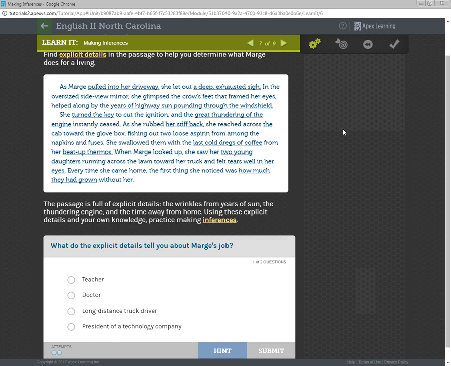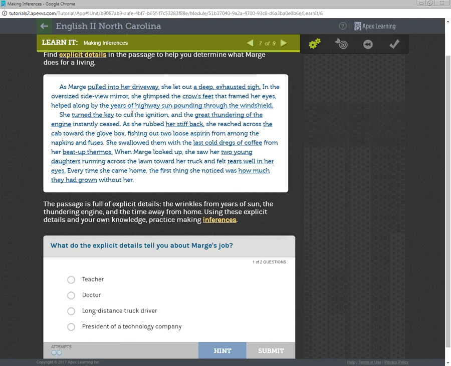What do the explicit details tell you about Marge's job? Is she a teacher, a doctor, a long-distance truck driver, or president of a technology company? So, she pulled into her driveway. She's tired. She's got crow's feet. Years of highway sun pounding through the windshield have caused the crow's feet. So she's been on the highway for years.